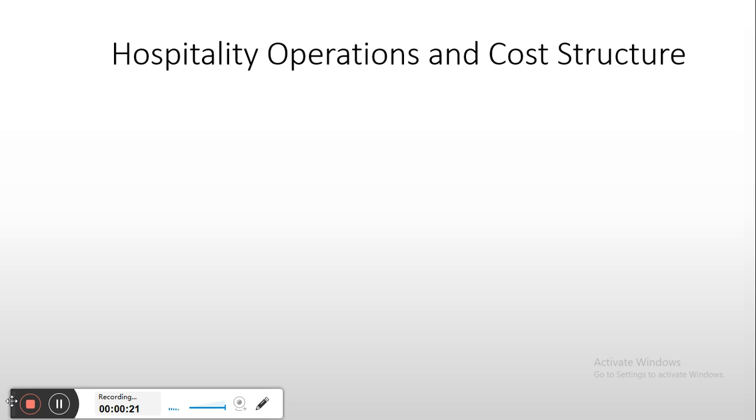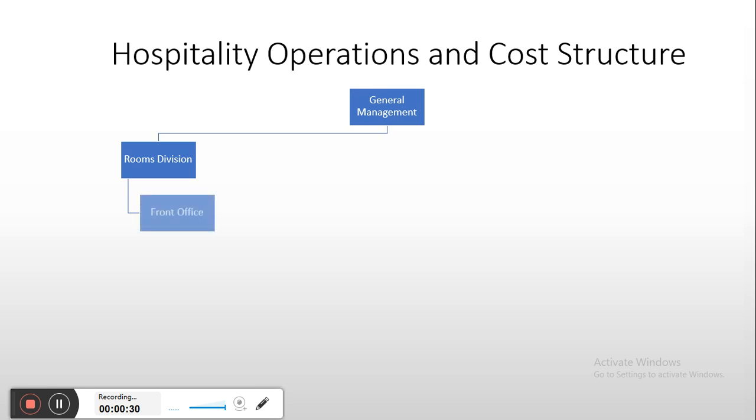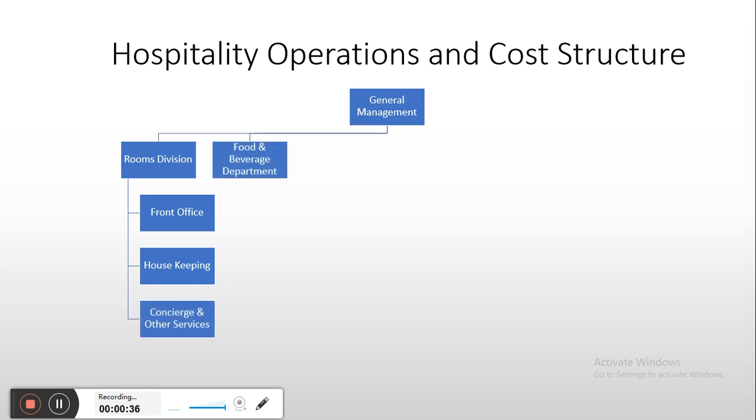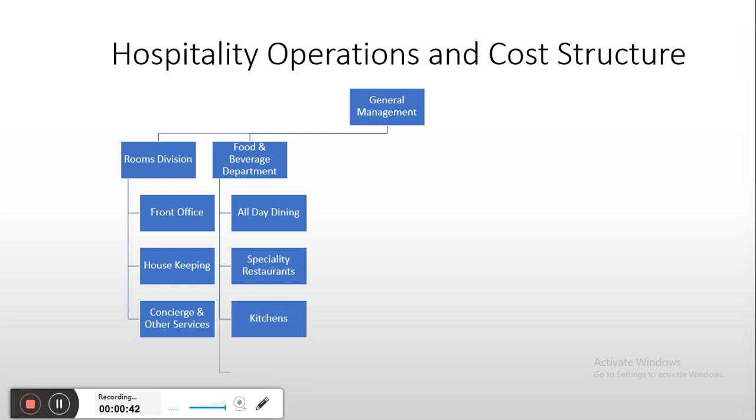So the typical hotel has general management, and then after the general management, they are divided into various departments such as rooms division, which consists of front office, housekeeping, concierge, and other services. Then there is a food and beverage department, which consists of all-day dining restaurant, specialty restaurant, kitchens, and other administrative departments for marketing and other activities.